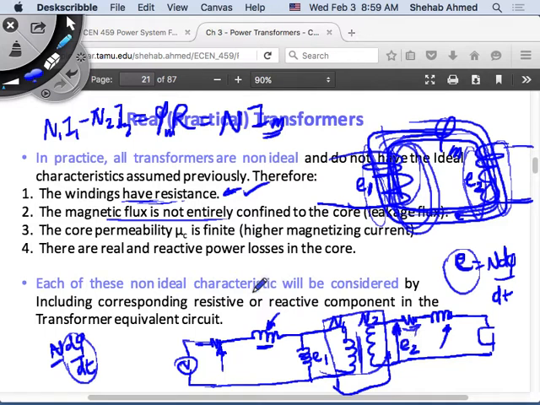We will talk about that later. Okay, so we took care of the core permeability being finite and said that we have to have certain flux flowing, and this flux we will have to represent using some component that will be drawing current that is not useful to creating my output. So N1 I1 minus N2 I2. Is it going to equal 0 in this case?